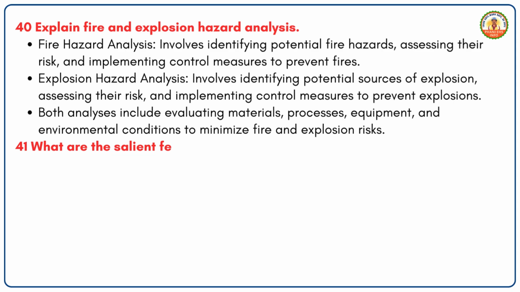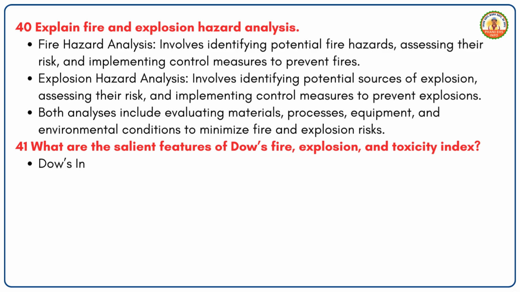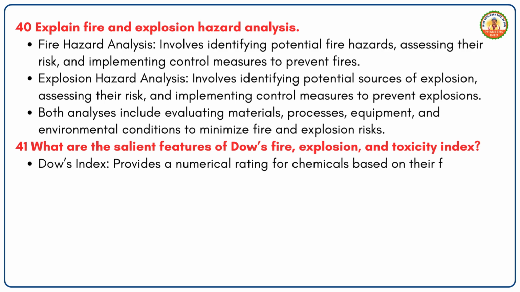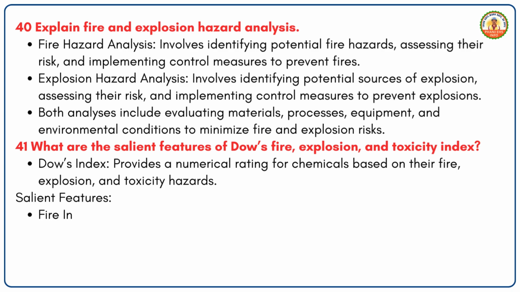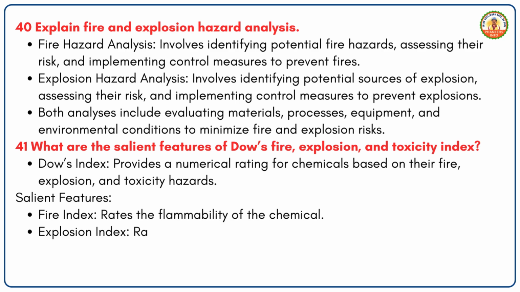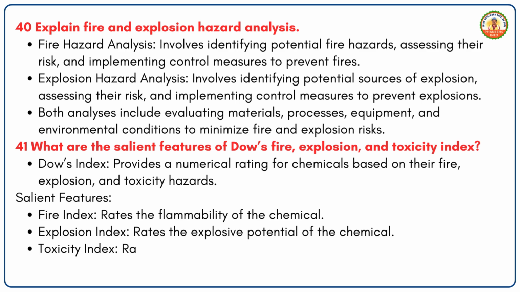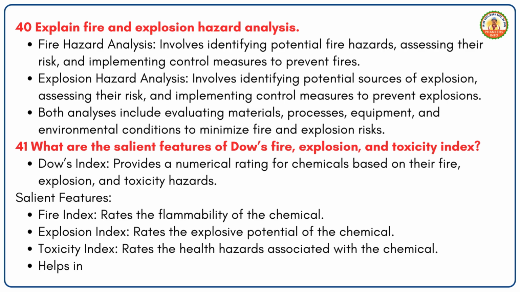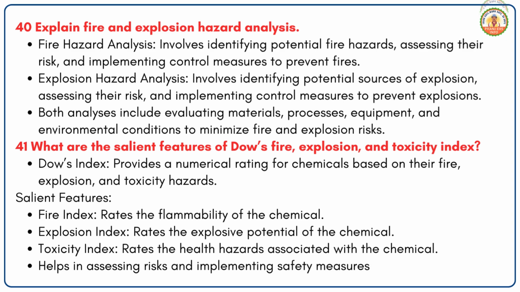41. What are the salient features of Dow fire, explosion, and toxicity index? Dow index provides a numerical rating for chemicals based on their fire, explosion, and toxicity hazards. Salient features: Fire index rates the flammability of the chemical. Explosion index rates the explosive potential of the chemical. Toxicity index rates the health hazards associated with the chemical. Helps in assessing risks and implementing safety measures.